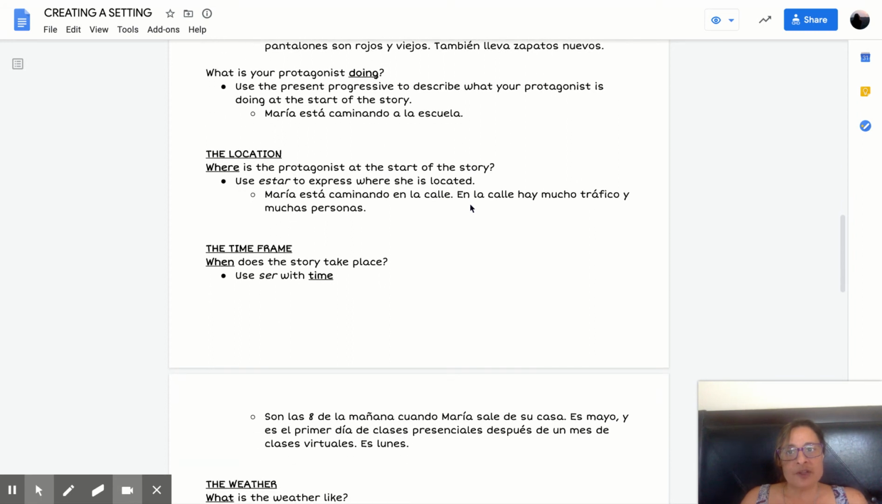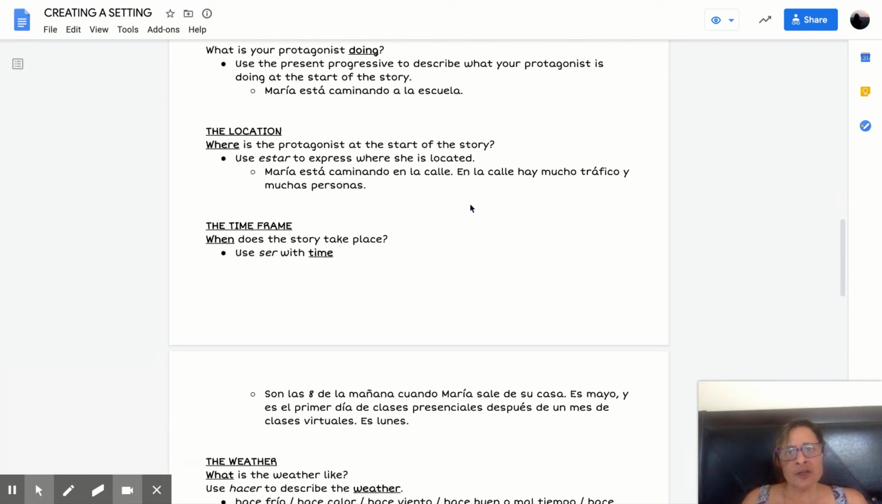You're going to describe the location. So is she walking on the street? Is she standing outside of her house? Is she in her room? Where is she located? And remember that location is always estar.